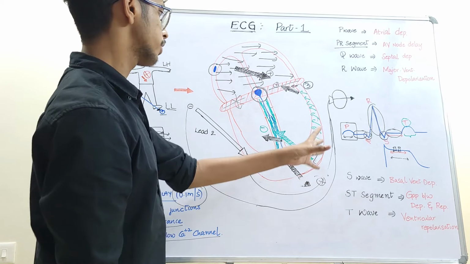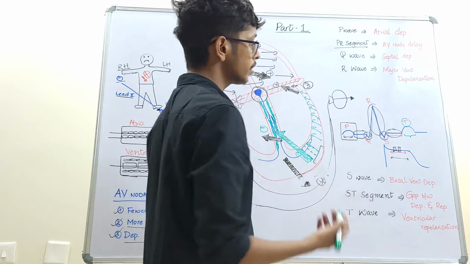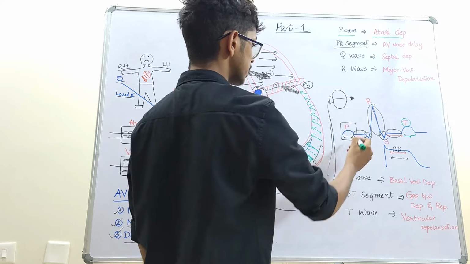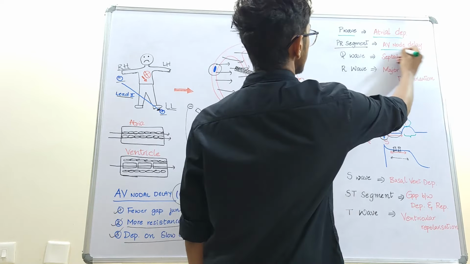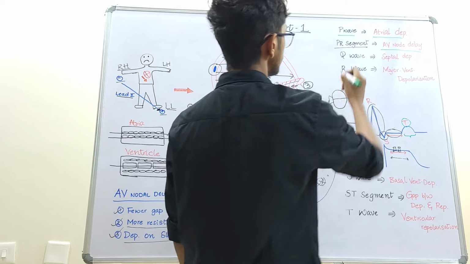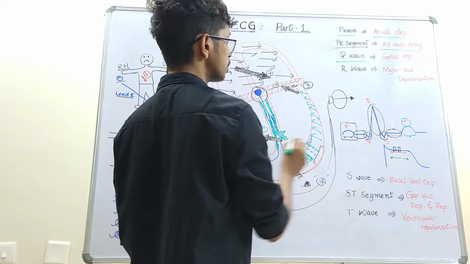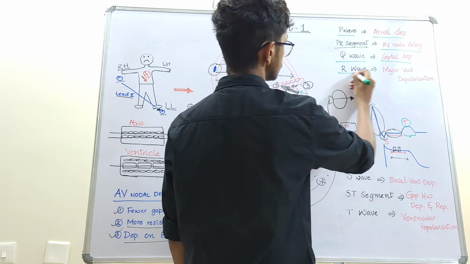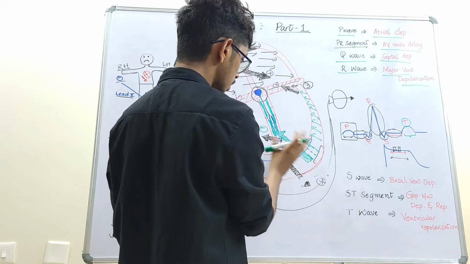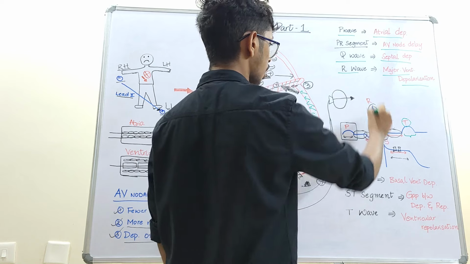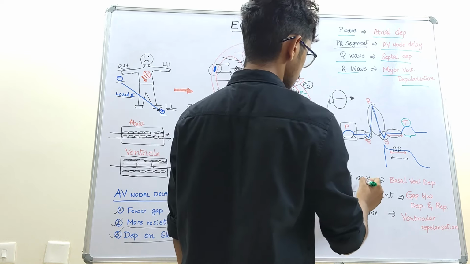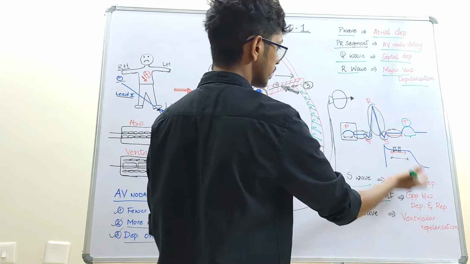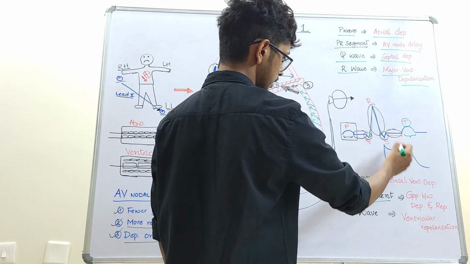Now we will recap all these phases and we will see what is the reason for each wave. P wave is due to atrial depolarization. PR segment, or this isoelectric line, is due to AV nodal delay. We know what are the reasons for AV nodal delay. Q wave is due to septal depolarization. R wave, or the major ventricular depolarization wave, is due to depolarization of most of the part of the ventricle, which gives a very tall and narrow wave. S wave is due to basal ventricular depolarization. ST segment is the gap between the depolarization and the repolarization as shown in this, and T wave is due to ventricular repolarization.